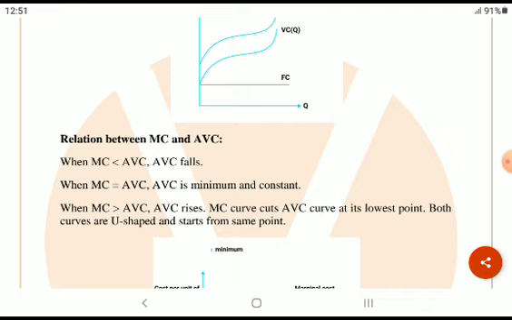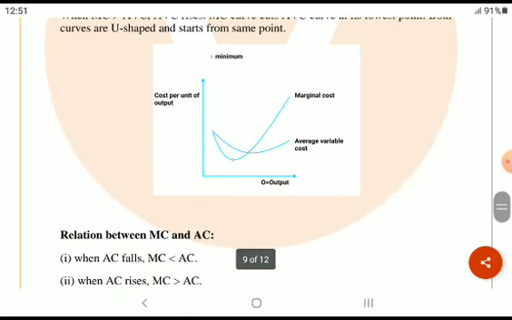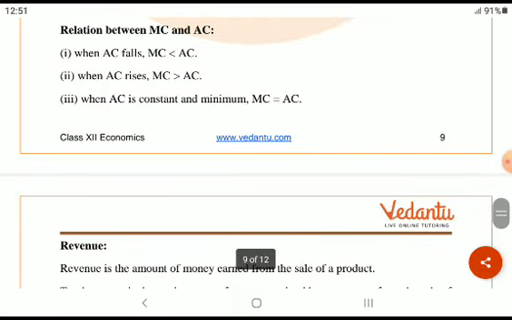Both curves are U-shaped and start from the same point. Like this, it will be cost per unit of output: minimum, marginal cost, average variable cost, outputs. So the relationship between MC and AC: when AC falls, MC is smaller than AC. When AC rises, MC is greater than AC. When AC is constant and minimum, MC is equal to AC.